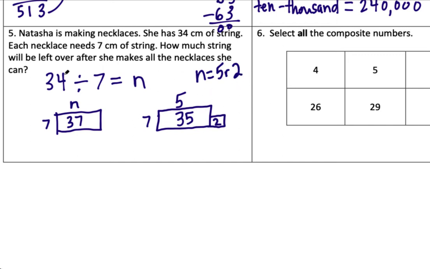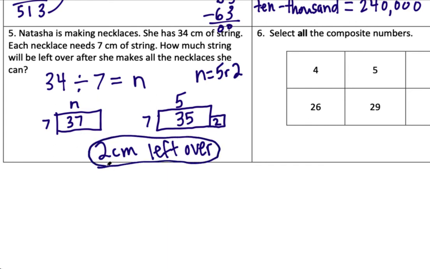To answer my question, how much string will be left over, it would be 2 centimeters of string left over. 2 centimeters left over, that would answer that question. And you didn't have to use an area model to solve this. I just like using different strategies. So this is a good strategy to use because you only have a 2-digit dividend there, just a 2-digit dividend. Very easy strategy to use as an area model.